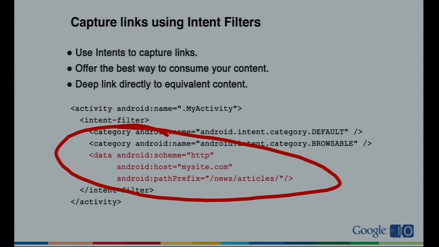So here I'm specifying a particular website with a prefix to a path. Every time someone clicks on that link, it's going to ask if I would like to use my activity to view it. If you've built a native app and it's not the best way to view your content, then I've got some pretty serious questions about why you bothered to build a native app to begin with. Right? So make sure that it is the best way to view your content and then make it available to your users. Right, next video.